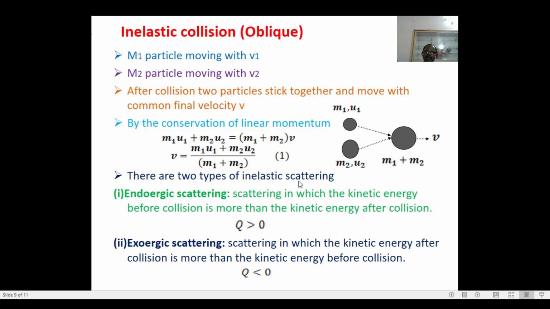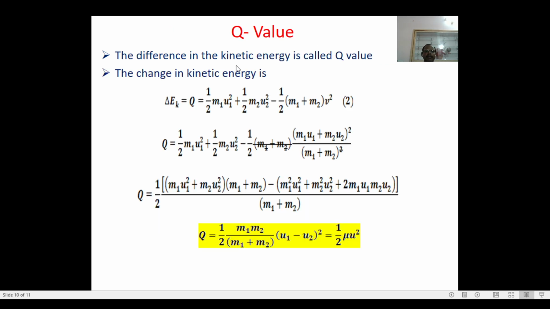There are two types of inelastic scattering: endoergic scattering and exoergic scattering. In endoergic scattering, the kinetic energy before collision is more than the kinetic energy after collision. In exoergic scattering, the kinetic energy after collision is more than the kinetic energy before collision. So therefore here Q is less than 0, and here Q is greater than 0. The difference in the kinetic energy is called the Q value.